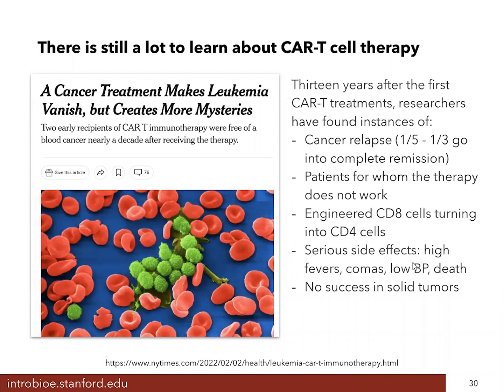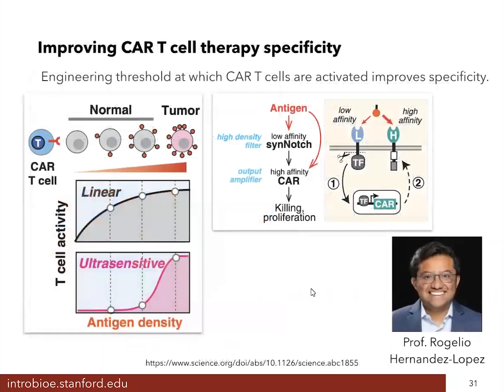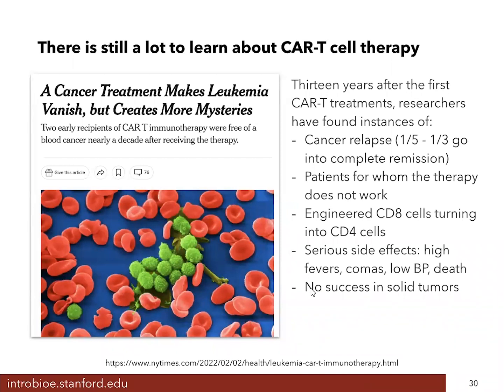In some patients, there are serious side effects for CAR T therapy. You can get a high fever, some have slipped into comas, get really low blood pressure. Typically, these are acute and resolved pretty quickly, but there have been a couple of instances where patients have not survived administration of CAR T therapy, and that is still not very well understood. It's another thing to figure out for this type of treatment. It's rare, but it does happen. Okay, and then CAR T therapies are not successful in solid tumors. We'll get back to the solid tumors in a second.